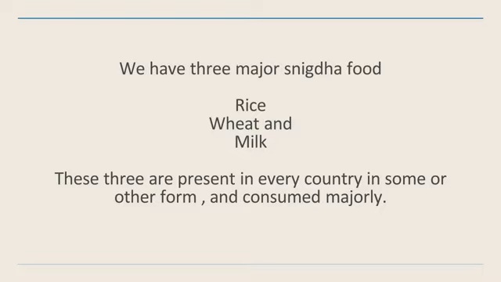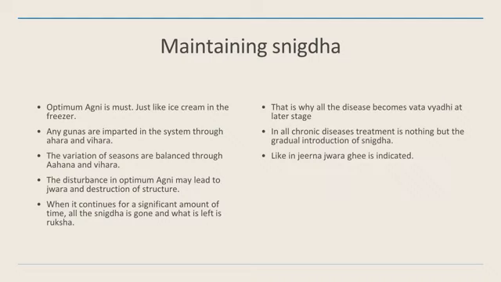Always mind that snigdha is not always ghee and oil alone. If suppose rice and wheat are there, it has to be cooked. It has to be cooked with water. If it is cooked properly, then only it is snigdha, otherwise it is not. How can we maintain this? So optimum agni is a must.